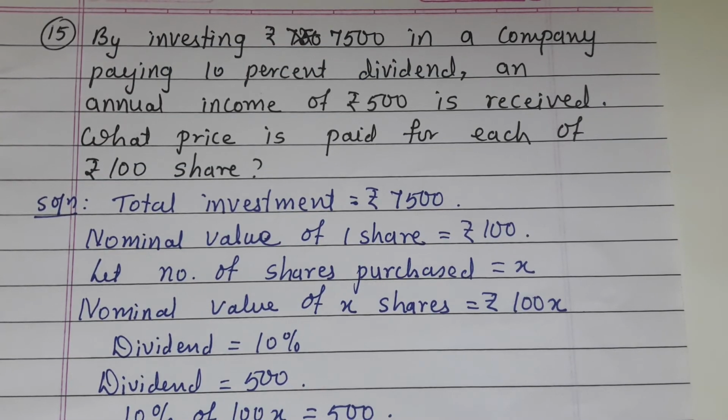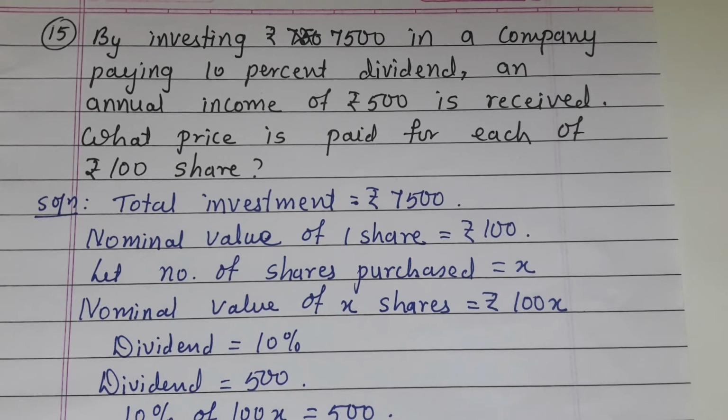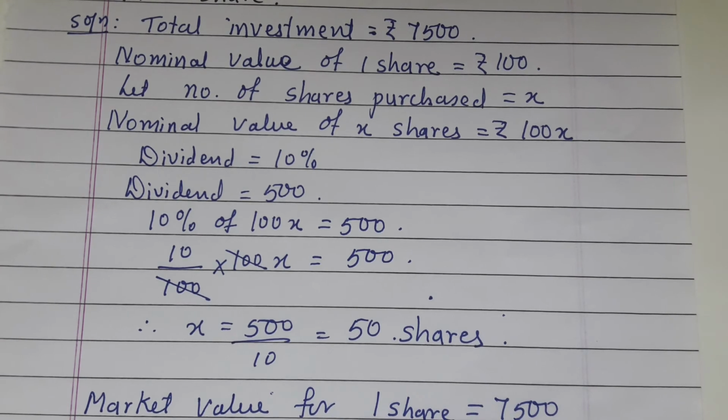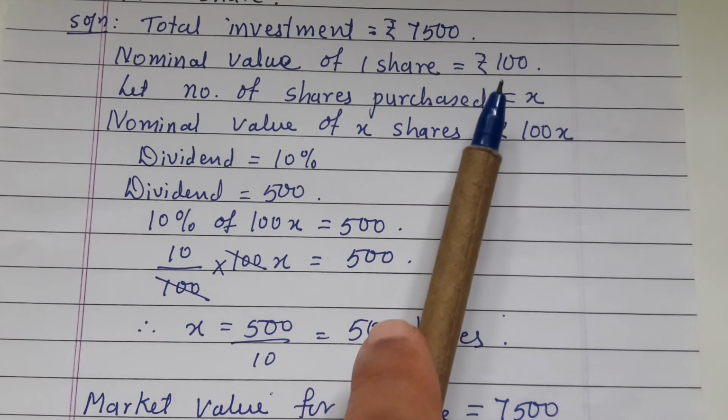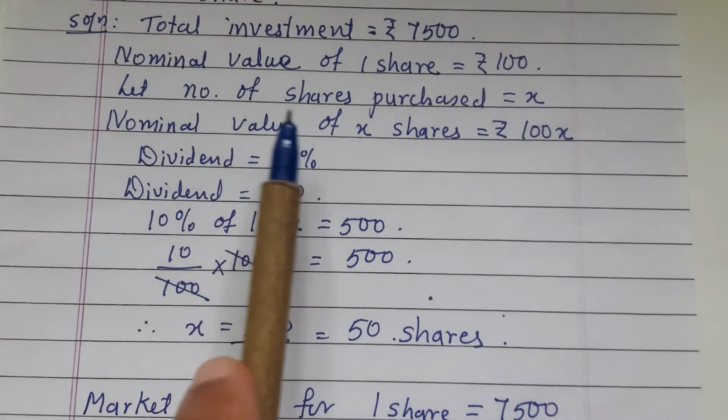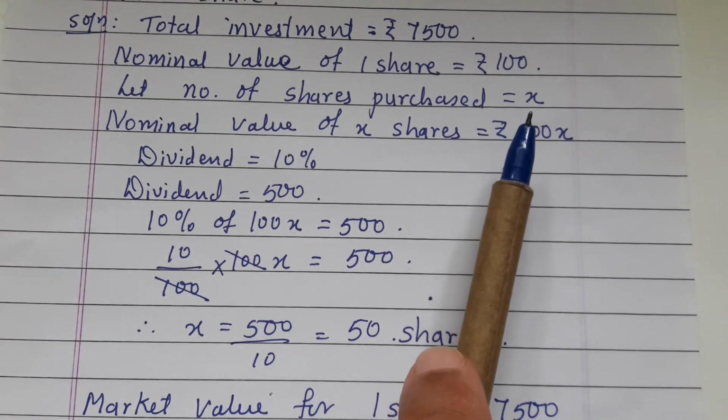Sum number 15. By investing rupees 7,500 in a company paying 10% dividend, an annual income of rupees 500 is received. What price is paid for each of the rupee 100 shares? Total investment is equal to rupees 7,500. Nominal value of one share is rupees 100. Let the number of shares purchased be X.